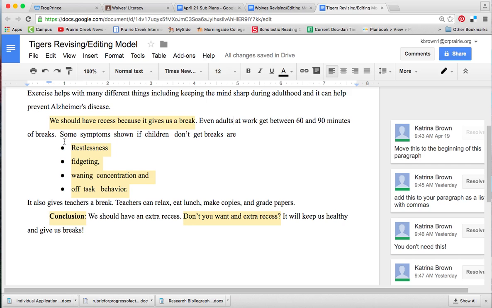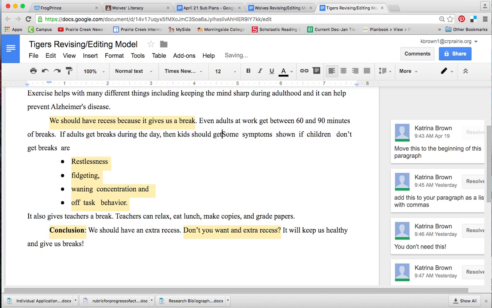Okay, so if adults get breaks, then I think kids should get breaks too, right? If adults get breaks during the day, then kids should get breaks at school too. Some symptoms shown if children don't get breaks are, and I think that this information right here is really good, but like they said, I put it in a bulleted list. I don't need a bulleted list. I need to actually make it part of the paragraph. And I know that in the article that we read, it had them listed as a bulleted list, but we don't need to do that.